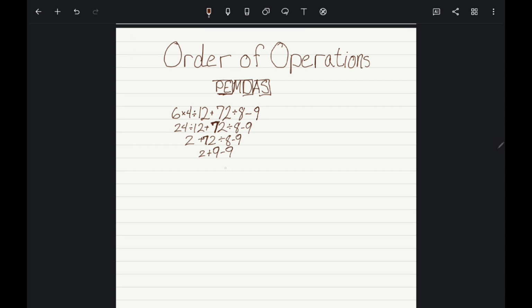9 minus 9 would be 0. That would be the easy thing to do. But we're gonna go here, left to right. So that leaves 2 plus 9, which is 11. Down, we bring down that 9, and the final answer is 2. All right.